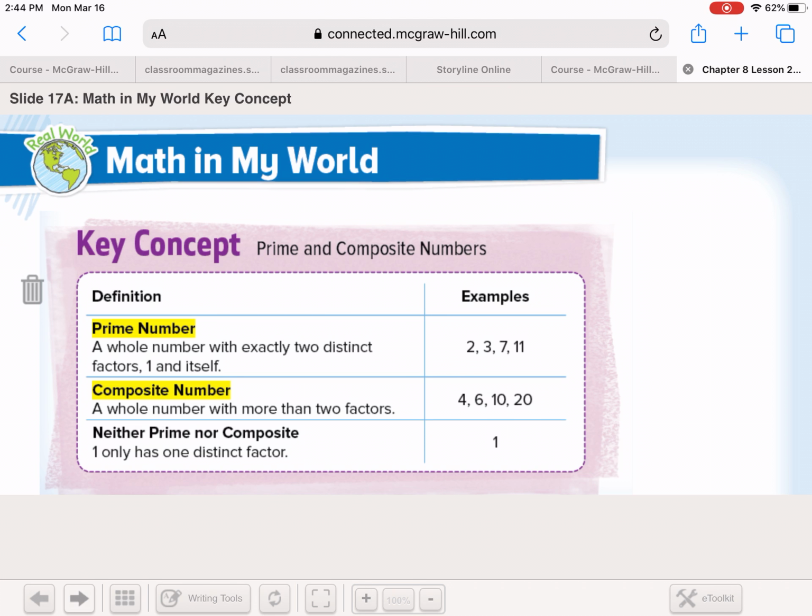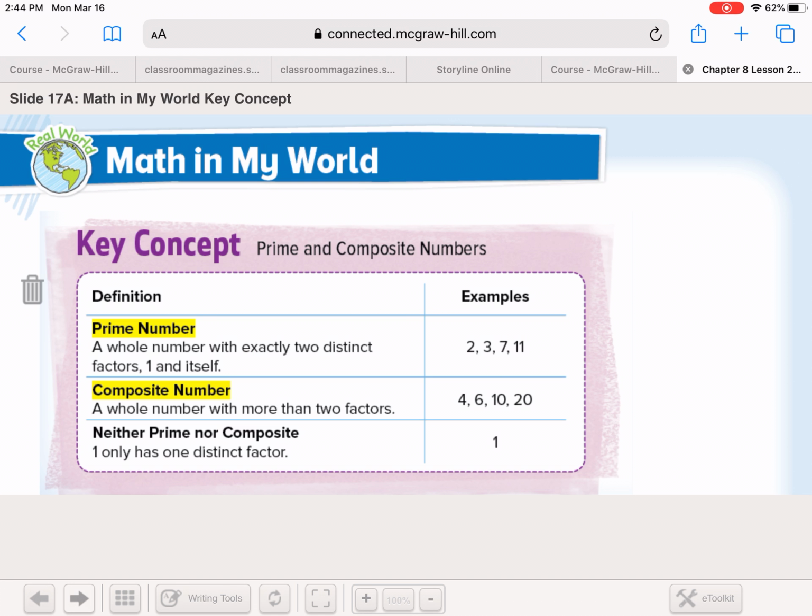Okay, let's move on. So here it has our definitions. A prime number is a whole number with exactly 2 distinct factors, 1 and itself. And it gives you examples: 2, 3, 7, 11. Now, one thing I want you to understand, just because a number is odd doesn't always mean it's prime. Yes, there are definitely more odd numbers that are prime, but not all odd numbers are prime.